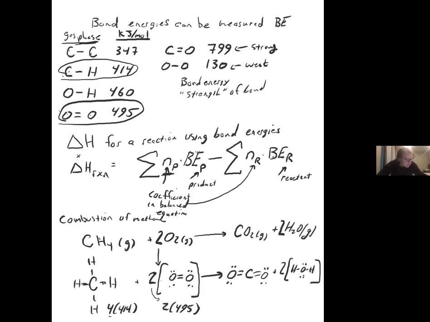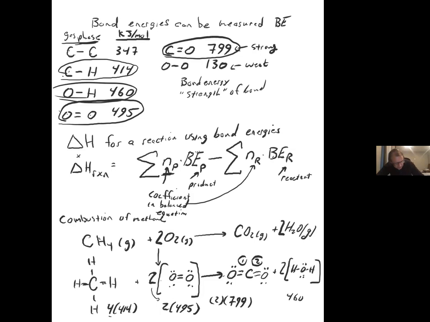Then you go to CO2. CO2 has a carbon-oxygen double bond. That's 799. But there's 2 of them, right? There's 2 of those bonds in there, so that's times 2. Okay. There's only 1 carbon dioxide. Then you come over to the last one, there's OH. OH is 460.